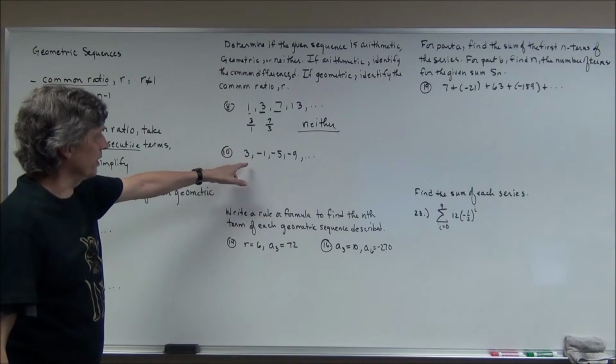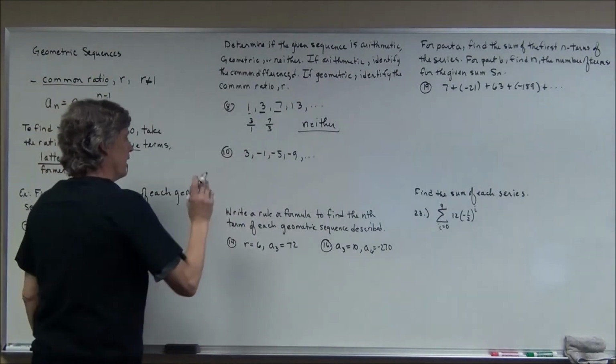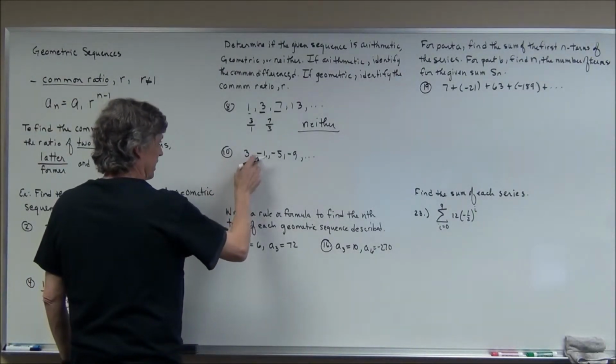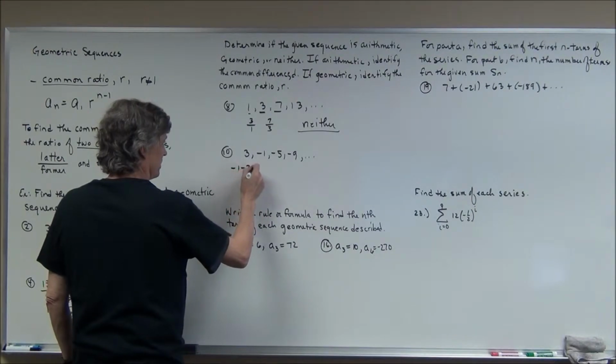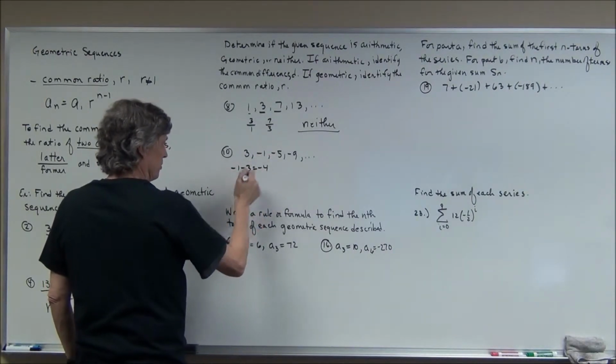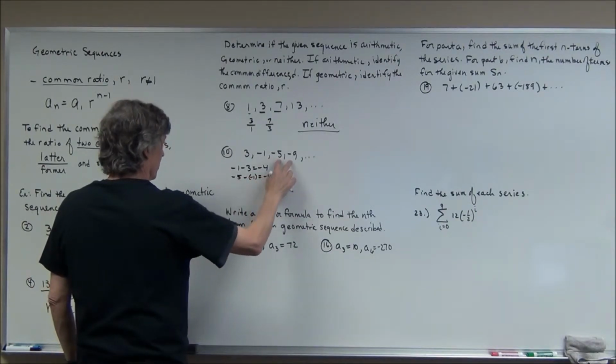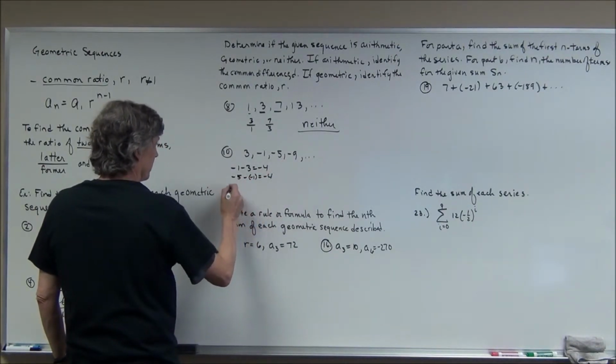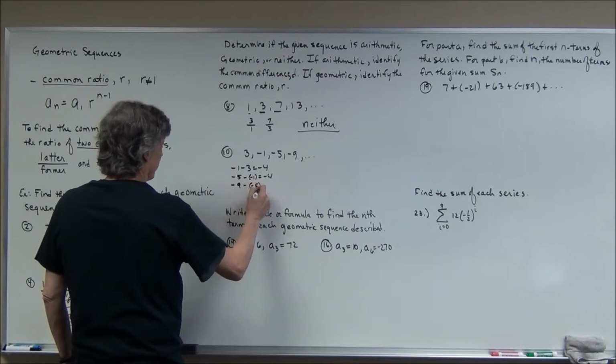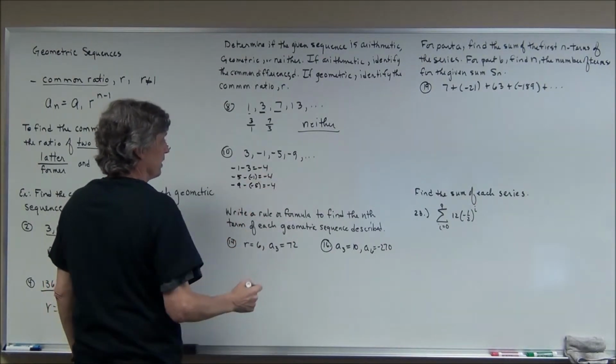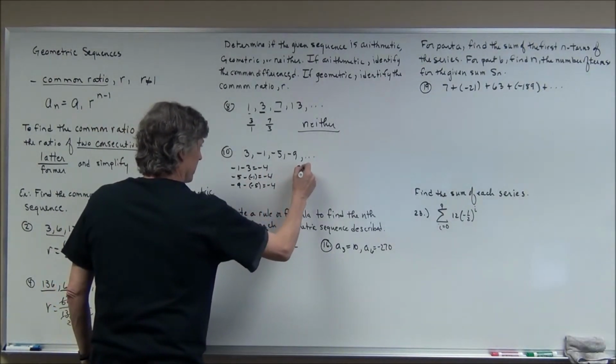I look at this one down here. Let's try arithmetic first. So I take the difference, second minus first, negative 1 minus 3 is negative 4. Take these 2, negative 5 minus a negative 1 is negative 4. It's looking good. Take the last 2 here, negative 9 minus a negative 5 is negative 4. I get the same difference each time. So this is arithmetic.